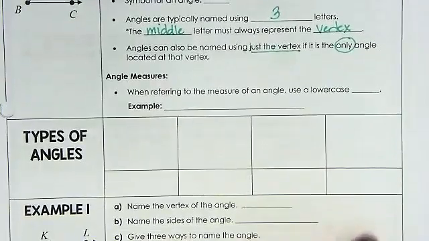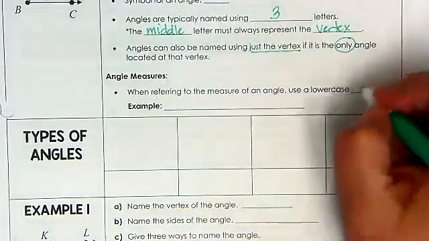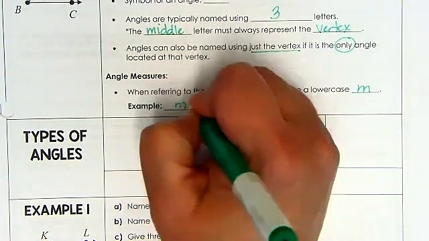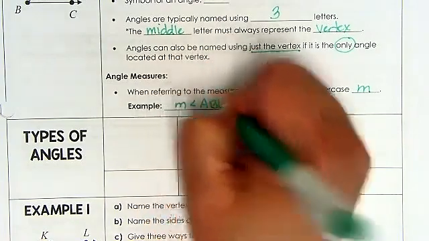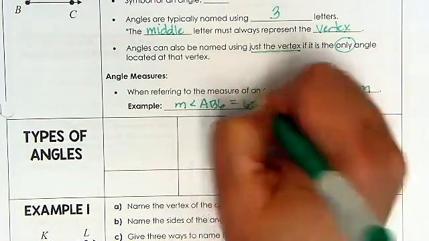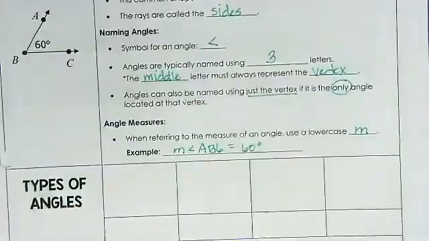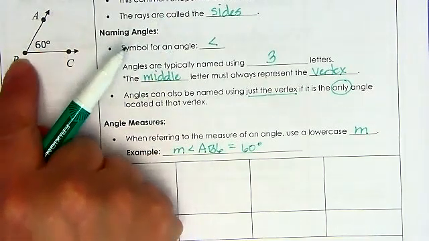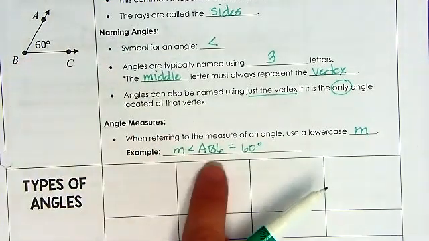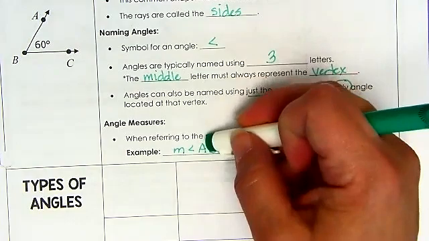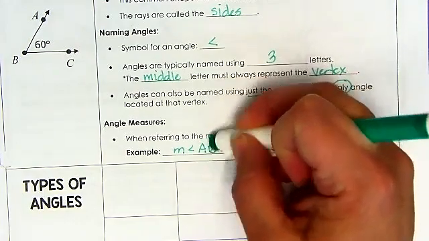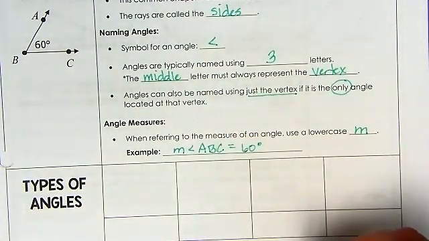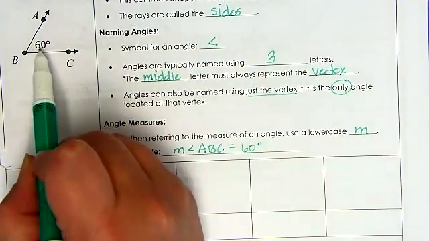When referring to the measure of an angle, use a lowercase m. Okay, so for instance, if we have the measure of angle ABC equals 60 degrees, because A, B, C, so the vertex here is B, and notice when we labeled this, I wrote a 6, it looks like, versus a C. There we go. That's a better C versus the 60. Okay. And then it tells me that the angle measure is 60.